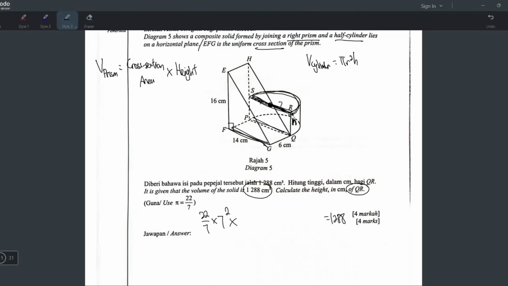Multiply with height, the QR. But QR is what I want to find. So I'll just write QR, but don't forget the 1/2 because it's half cylinder. Okay. Alright, this whole thing is for the volume of half cylinder.